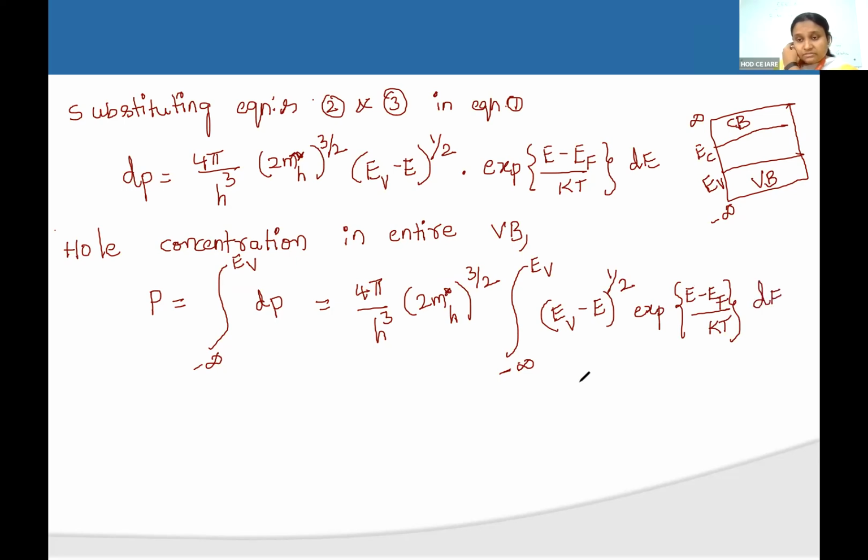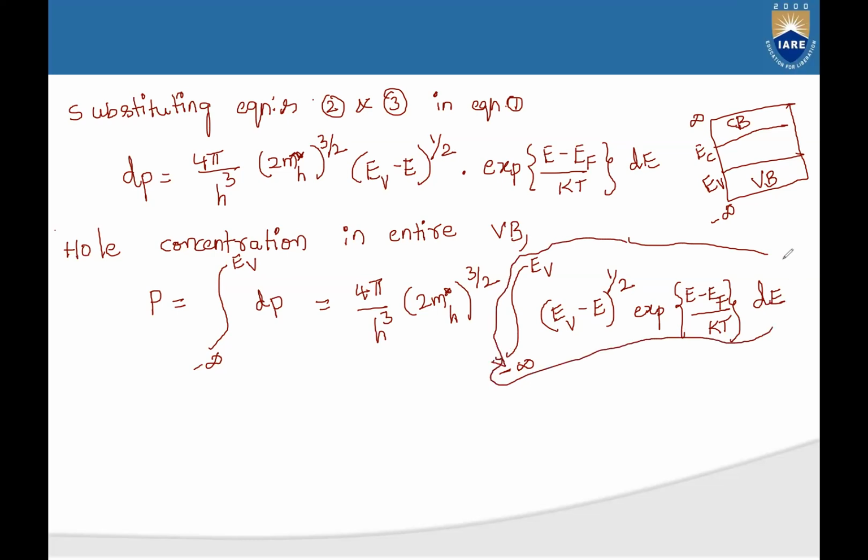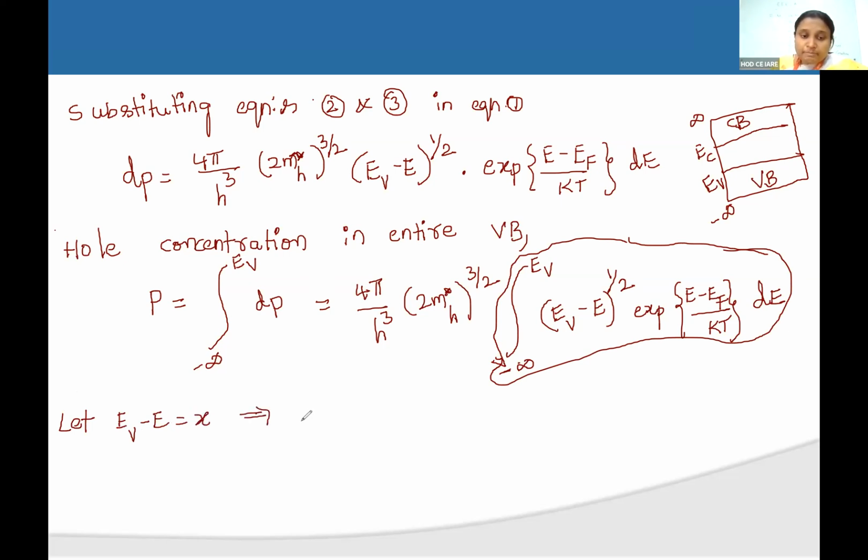So solving the integral, we are going to follow the same procedure as we have done for electron concentration. How to solve this integral, students? For that, we assume that E_V minus E is equal to x. So from this, why minus? Because here we have minus E and E_V is constant. I already told you E_V and E_C represent energy values for one particular energy level, so we treat them to be constant.